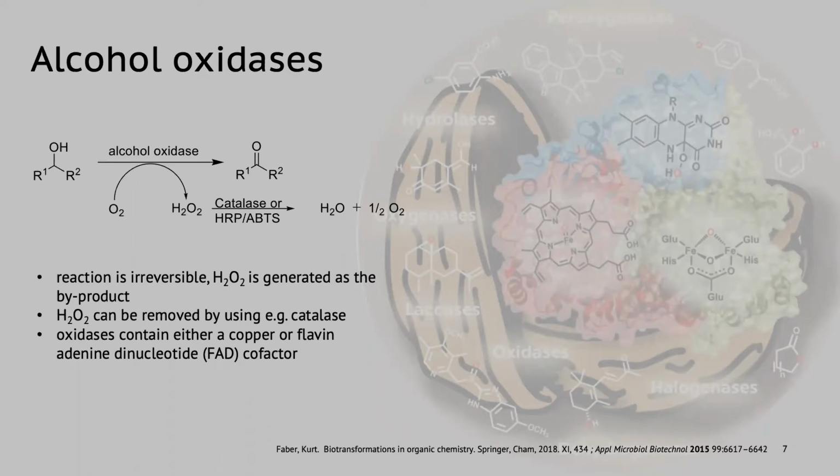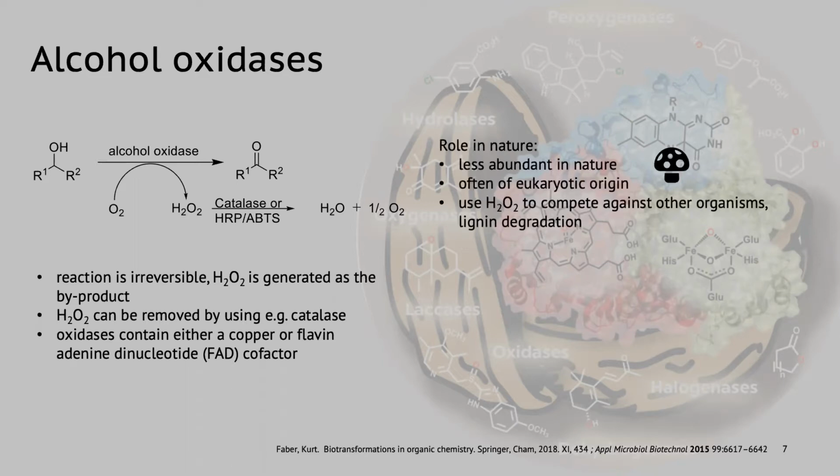Alcohol oxidases contain either a copper or a flavin adenine dinucleotide cofactor. Compared to dehydrogenases, oxidases are much less abundant in nature and are often of eukaryotic origin. This can actually present challenges in terms of the development of suitable, efficient overexpression systems.